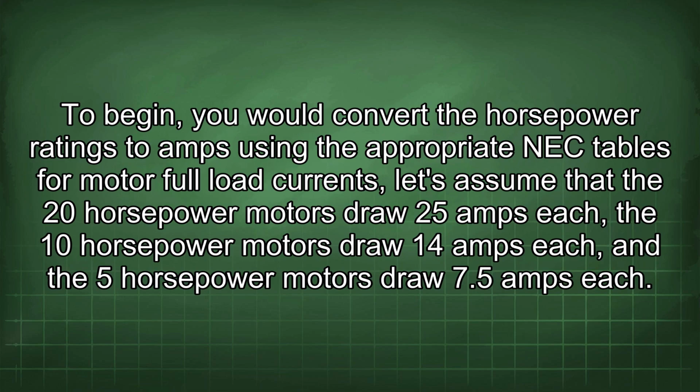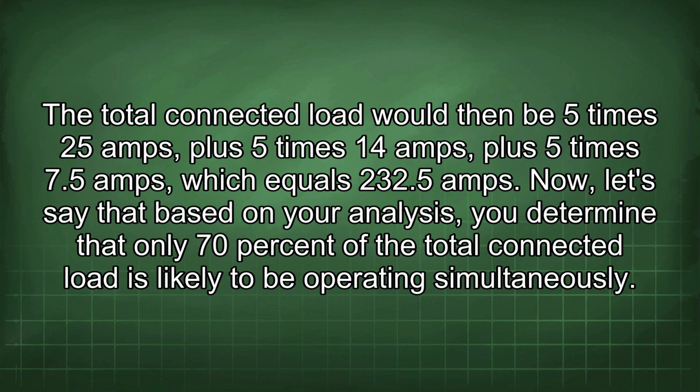To begin, you would convert the horsepower ratings to amps using the appropriate NEC tables for motor full load currents. Let's assume that the 20 horsepower motors draw 25 amps each, the 10 horsepower motors draw 14 amps each, and the 5 horsepower motors draw 7.5 amps each. The total connected load would then be 5 times 25 amps, plus 5 times 14 amps, plus 5 times 7.5 amps, which equals 232.5 amps.